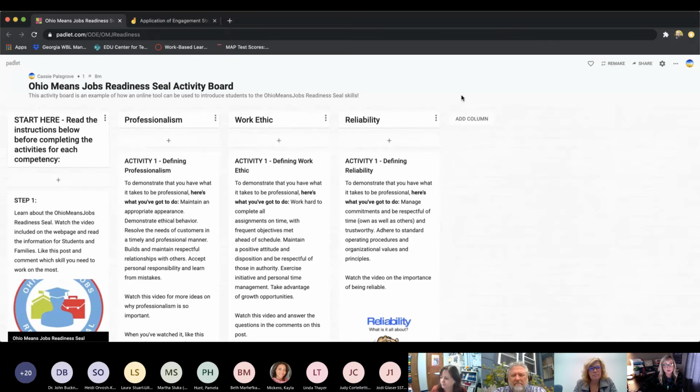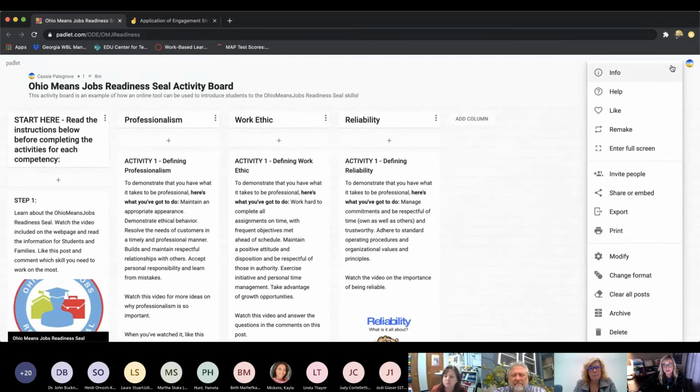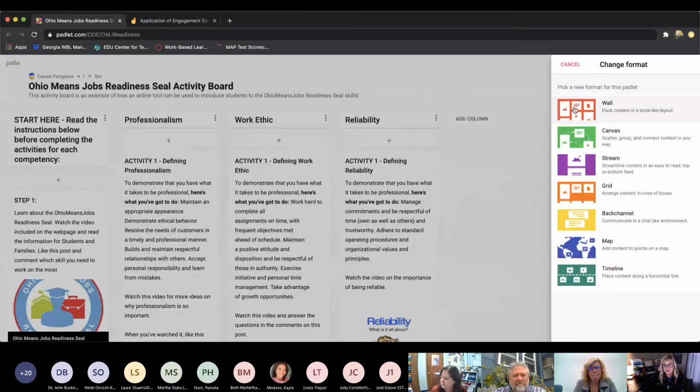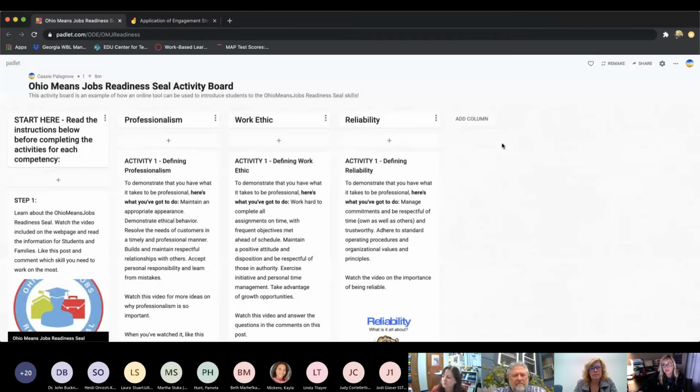So really, this activity board, you can design to have all kinds of different formats. There's a social media wall type format. There's a blank canvas type format, which is more similar to a virtual whiteboard. There's streams, so you can add posts in a stream. And then today what we used is a grid. There's also a back channel, a map, and a timeline. So there's lots of things to play with here, but they're all various versions of this online canvas.